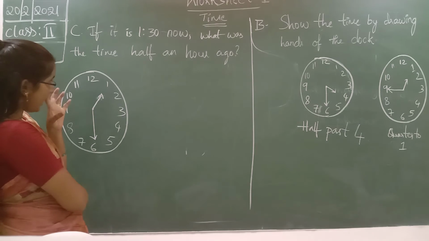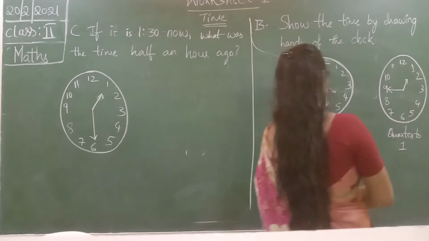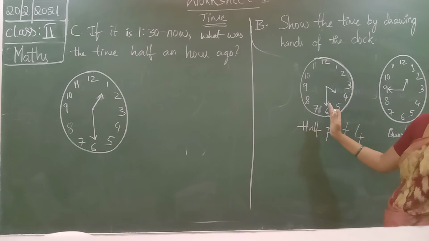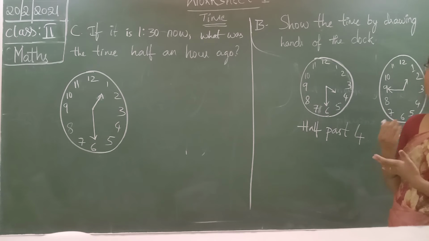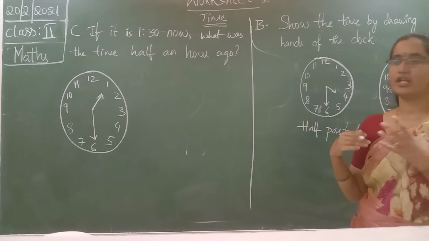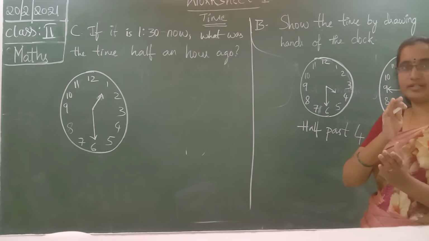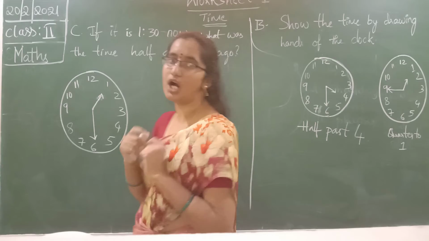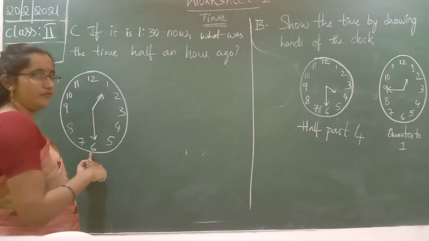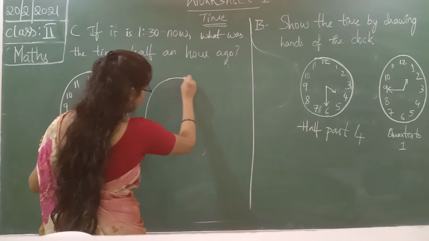They said, what was the time half an hour ago? Here, this we know already. This represents the half past. They said half an hour ago. Ago means you have to go back. Here 1:30 is. If you go half an hour back, what will be the time? 30 minutes back again.